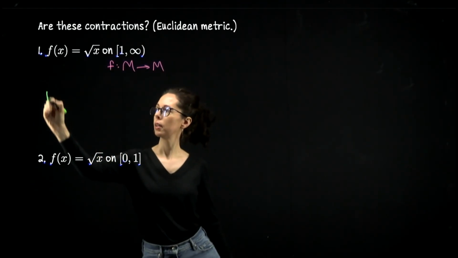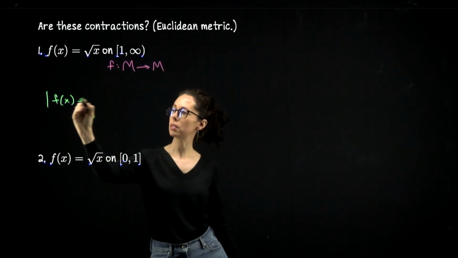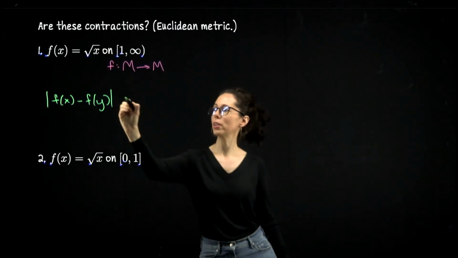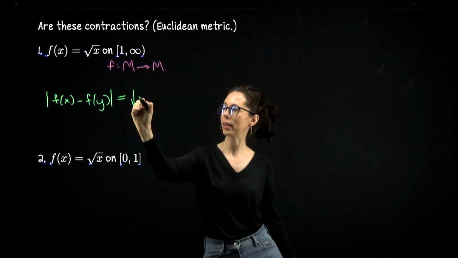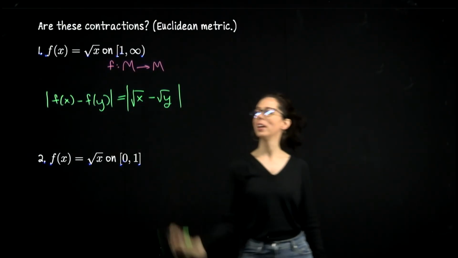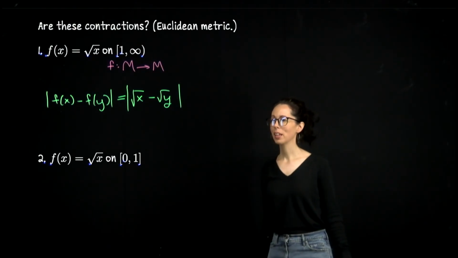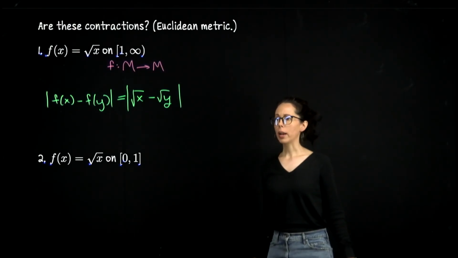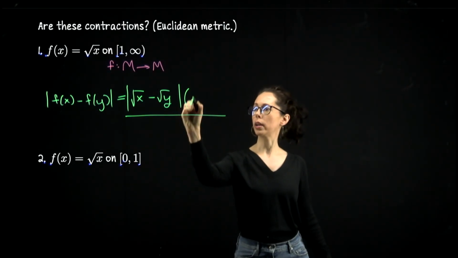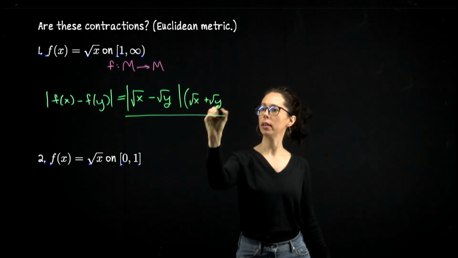So imagine I took two inputs greater than or equal to 1 and plug them into the square root function. Okay, well that's just going to be square root of x minus square root of y. There we go. To handle this, what I'm going to do is multiply and divide by the same quantity, square root of x plus square root of y.